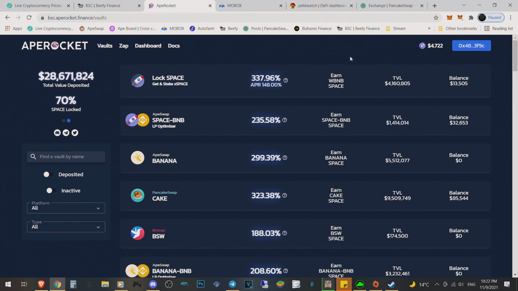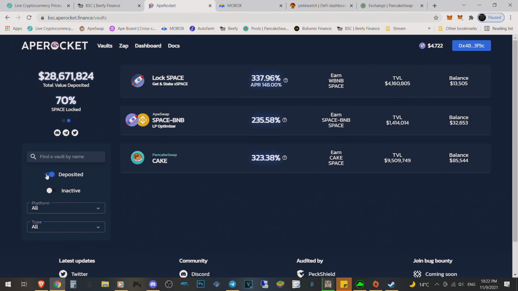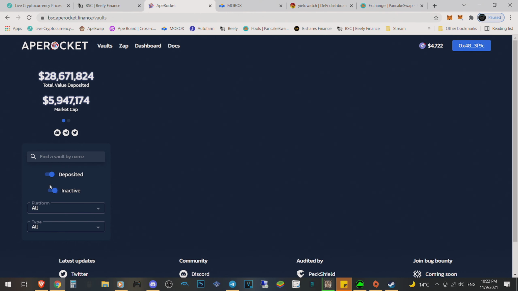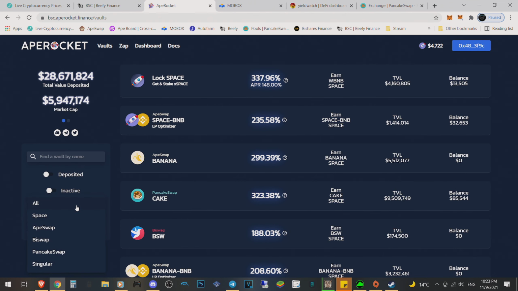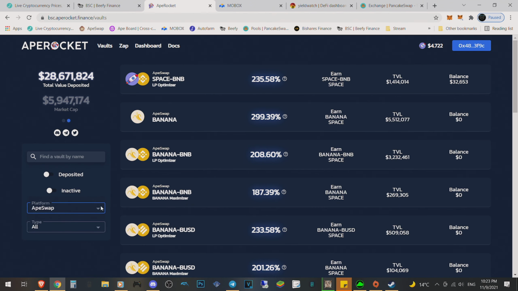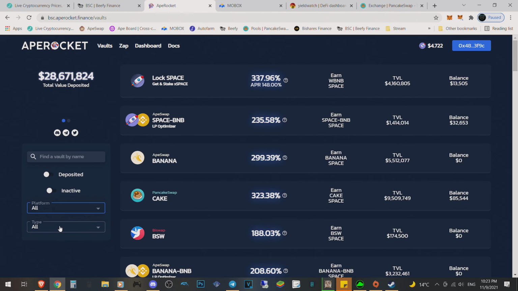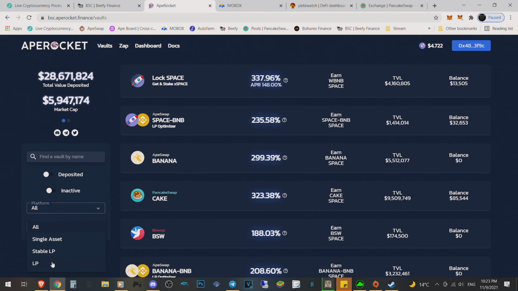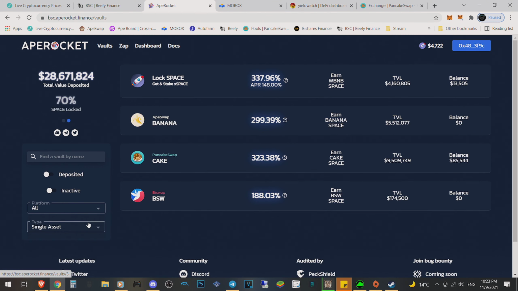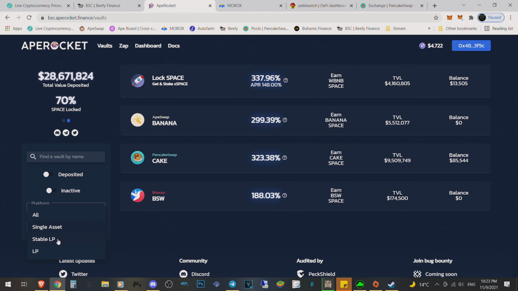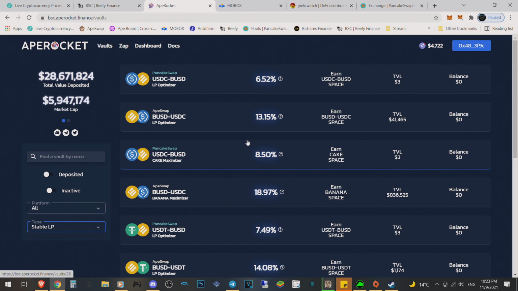That's how I use it. You can click also on deposit here to see all the stuff you're invested in. You can click on inactive, but it should be empty because there's no pools removed yet. You can click on certain platforms to search a specific one if you want to, very easily. And then also there's a type here, single asset, just to show the single assets here if you prefer that. Or stable LP, which is stable coins, anything that is fiat currency.